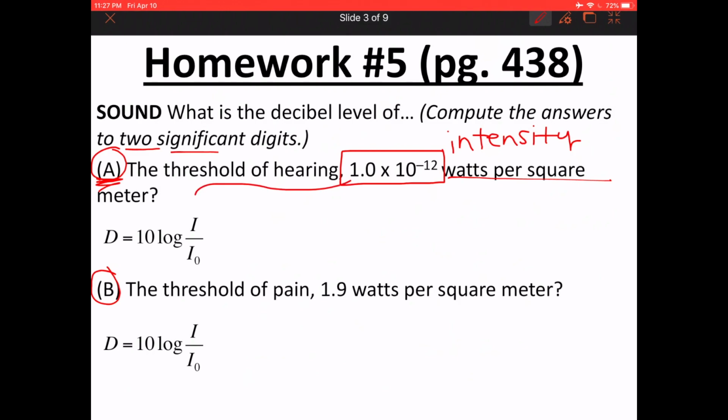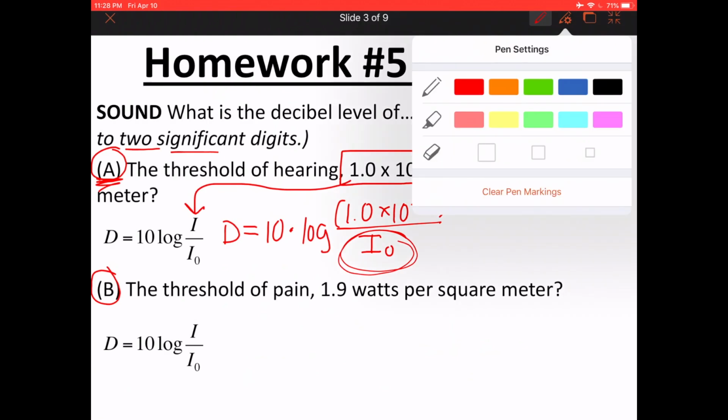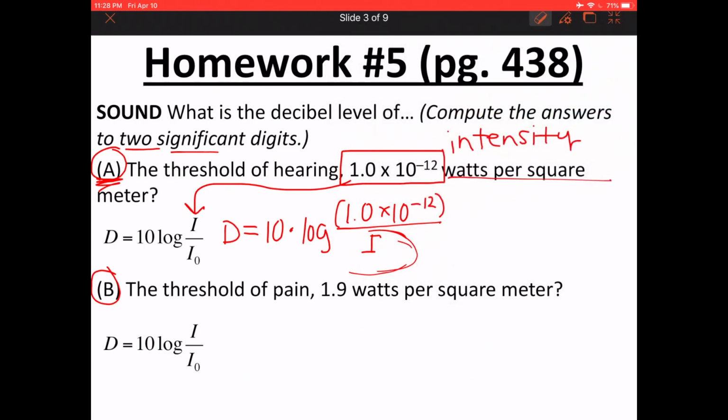So all I'm going to do is plug that value in for I, and then see what I get for my decibel level. I'm going to put D equals 10 times log of 1.0 times 10 to the negative 12 all over I sub 0. Now remember, instead of I sub 0, what am I going to put? I have a value for that. I'm going to erase this, and my value for I sub 0 is going to be 10 to the power of negative 12. This is always the value that we put in, every single time.